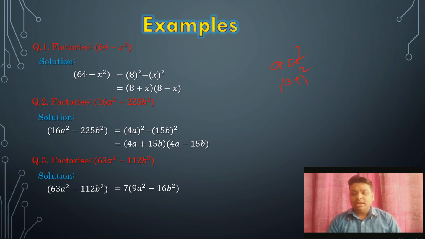And 16b square as 4b to the whole square. And 7 we can keep out. So it will be 7 times (3a) square minus (4b) square. Now you can see 3a is as a and 4b as b. So it will be 3a plus 4b and 3a minus 4b, and we can keep 7 out like this.